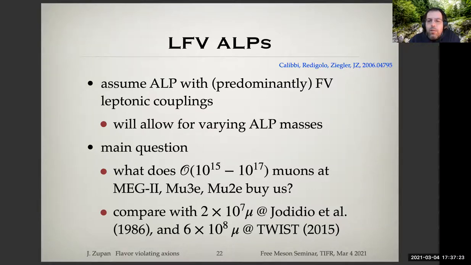The main interest is that we have these facilities, MEG II, Mu3e, Mu2e, that are coming online, and they will have 10^15 to 10^17 muons delivered. The bounds on the flavor violating couplings of the ALPs to muons are coming from much smaller data sets, 10^7 from Jodidio et al. in 1986, and then there's another analysis with 10^8, or another search from TWIST in 2015. So what would this great increase buy us?